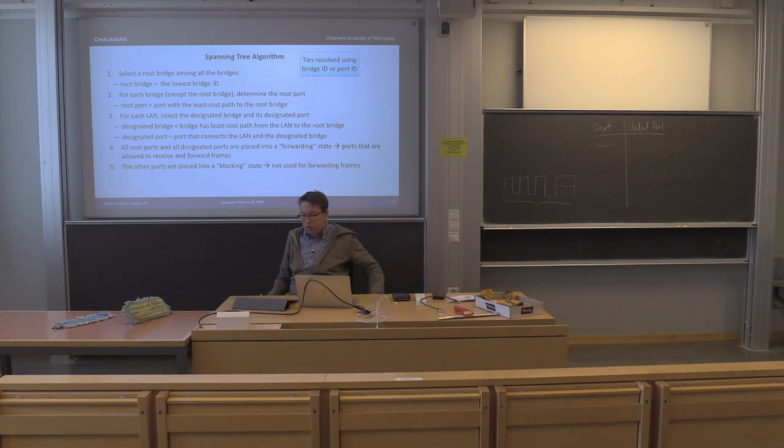So the spanning tree algorithm works as follows. We would like to find one bridge out of all bridges in our topology, which is the root, the root on top of the tree, right? And we would like to do that in the following way. We basically say that the root bridge is the bridge which has the lowest ID.